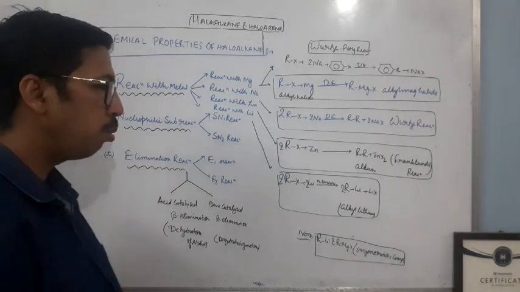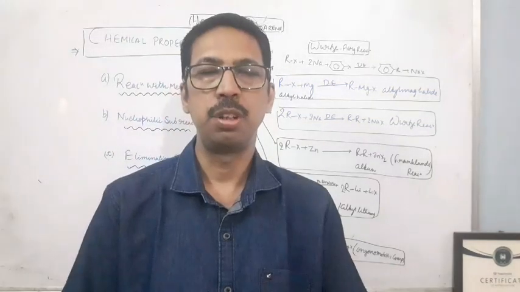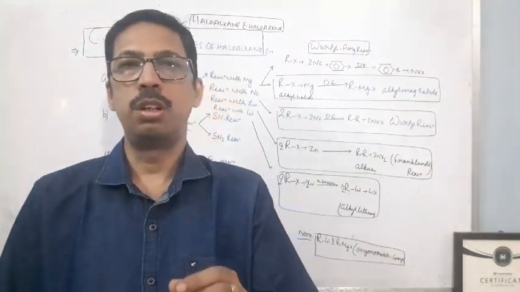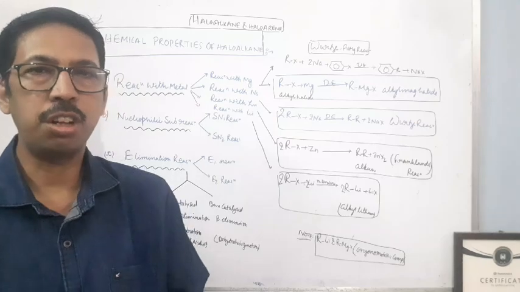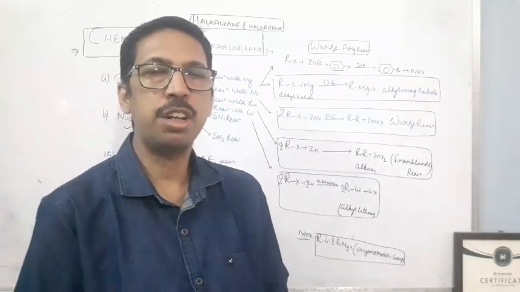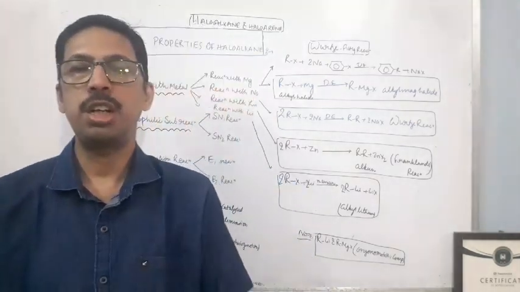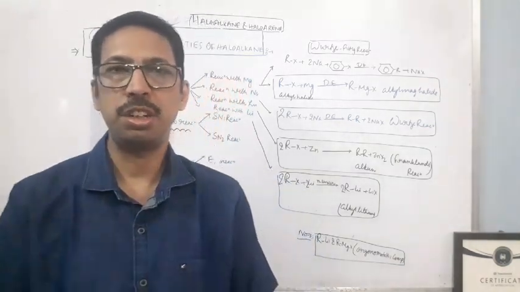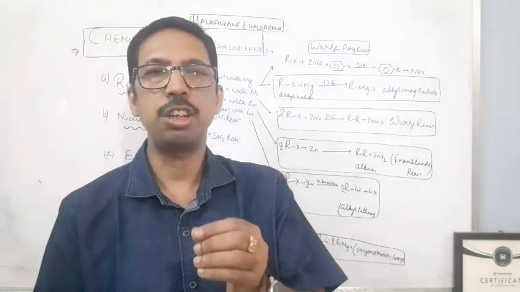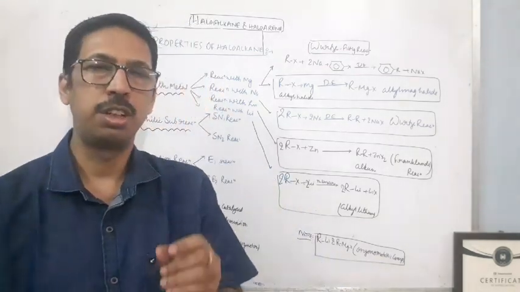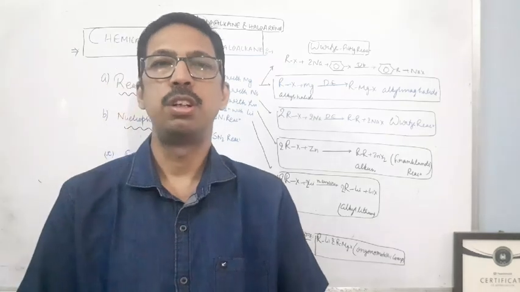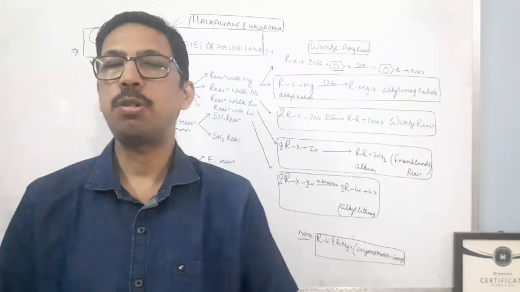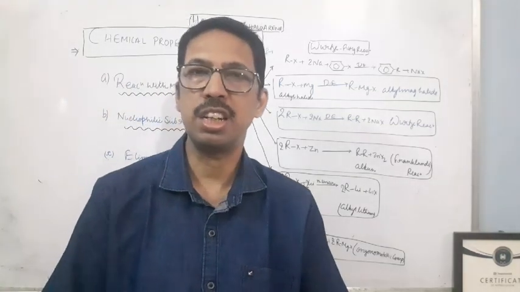Now, there are two more classifications of beta elimination reaction, and these classifications are acid catalyzed beta elimination reaction. Beta elimination reaction which takes place in presence of acid is said to be acid catalyzed beta elimination reaction, and the example is dehydration of alcohol in presence of acid, and the main product in this reaction will be alkene.